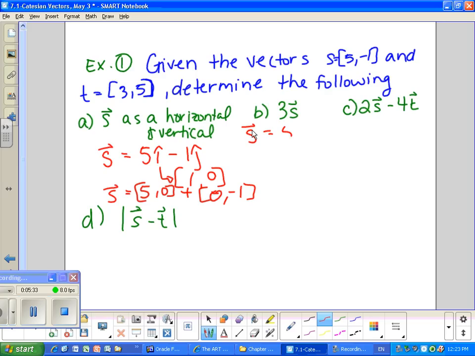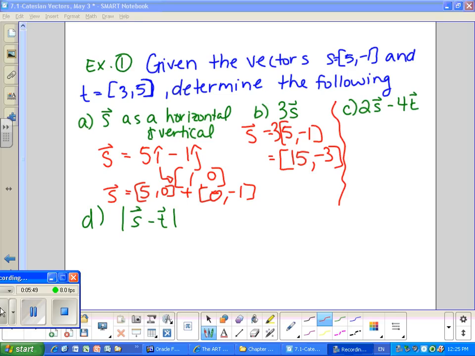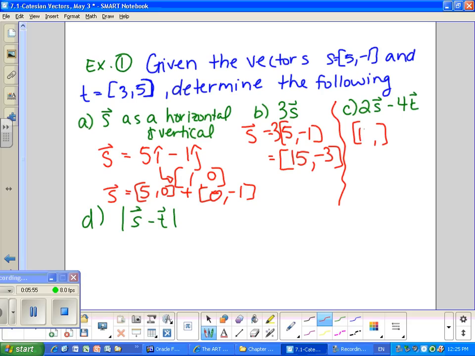And so for the next one, if you have 3 times s, you take your s, which is 5, -1, and you multiply it by 3. And it's essentially just the distributive property. So you would have, what would you finish with? 15, -3. So what would 2 times s be? 10, minus, what's 4 times t?